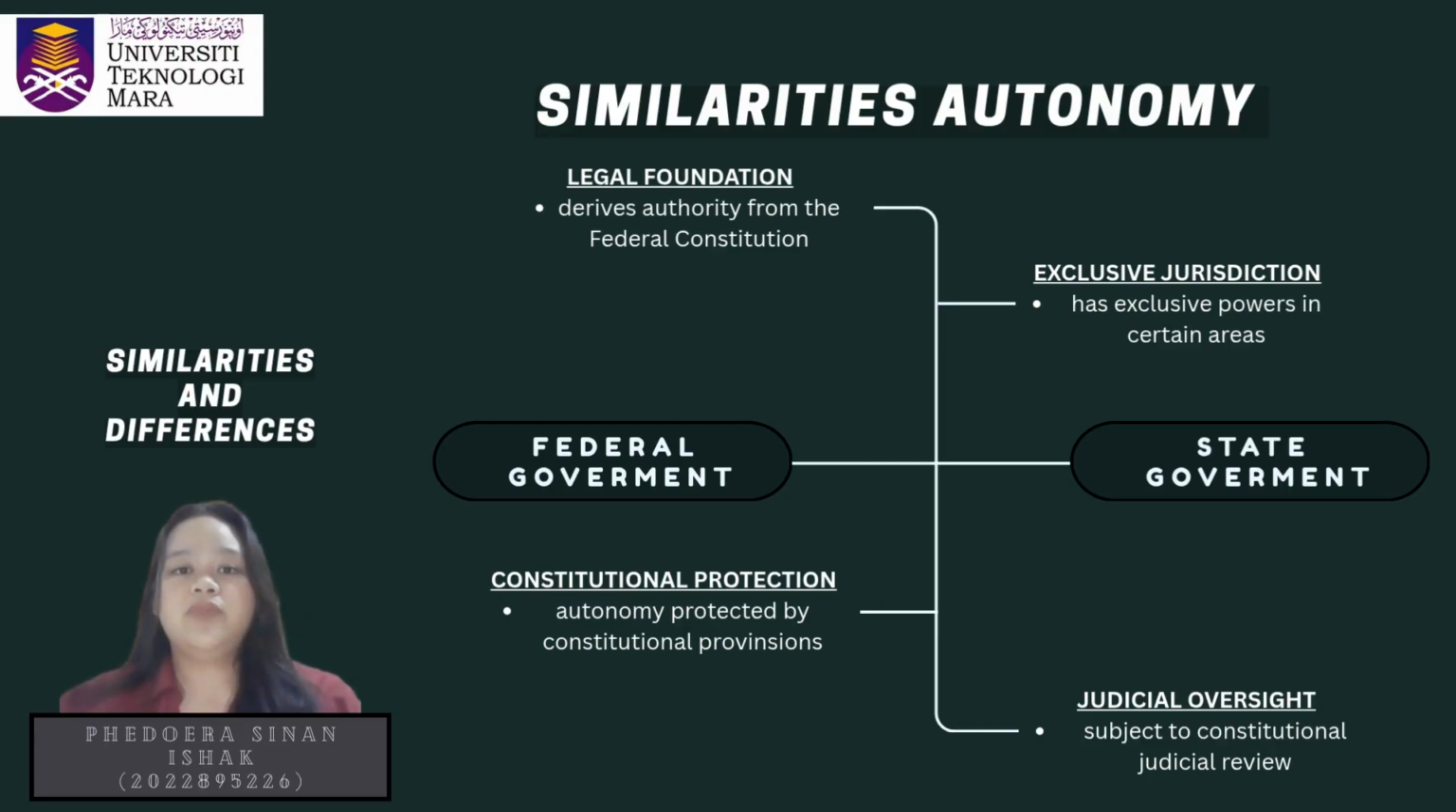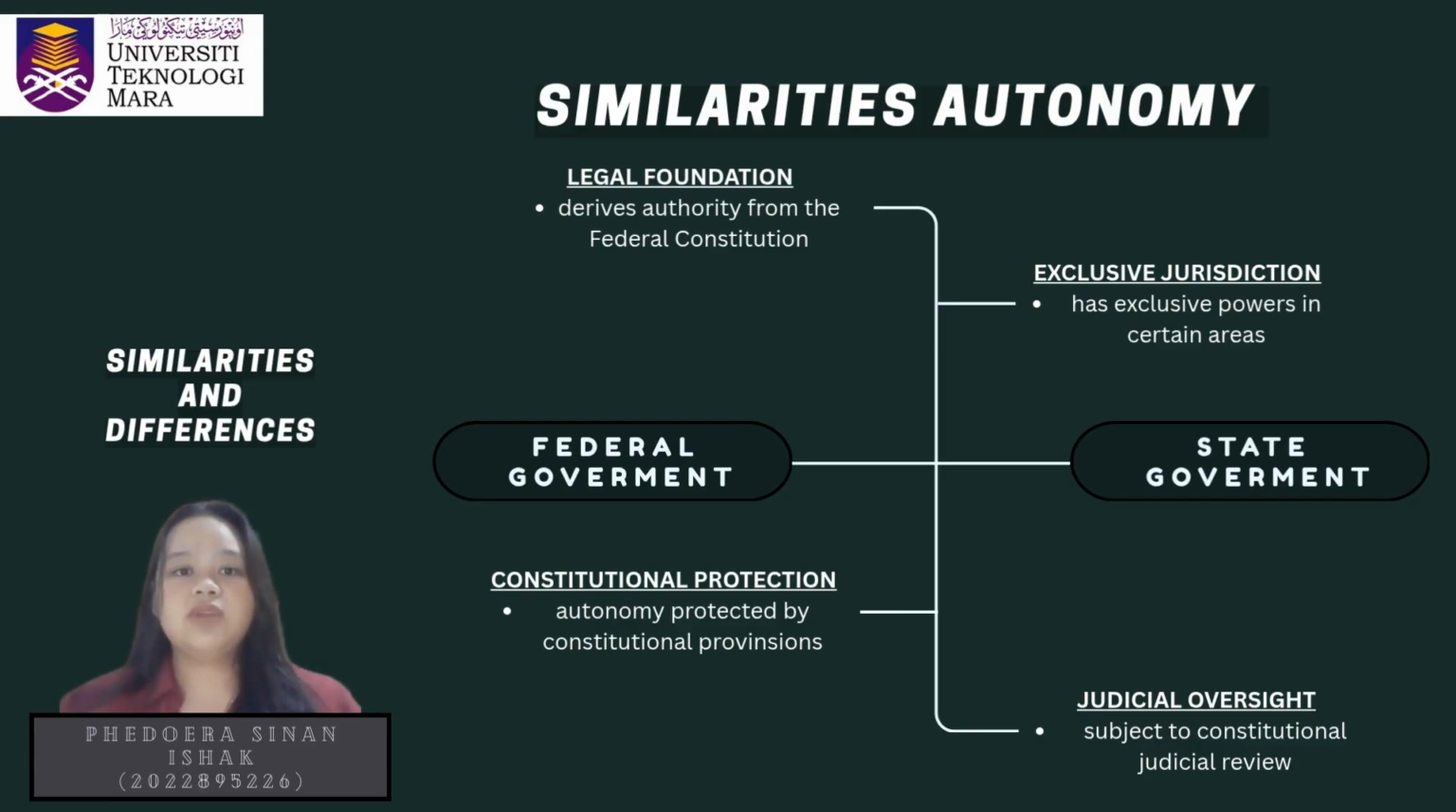without undue interference. Moving on to their powers, both the federal and state governments have exclusive jurisdiction in certain areas. This means that each level possesses specific dedicated powers that the other does not. For example, the federal government handles matters like defense and foreign affairs, while state governments manage land and local government matters. This division of power is crucial for efficient governance and reflects the principle of federalism.